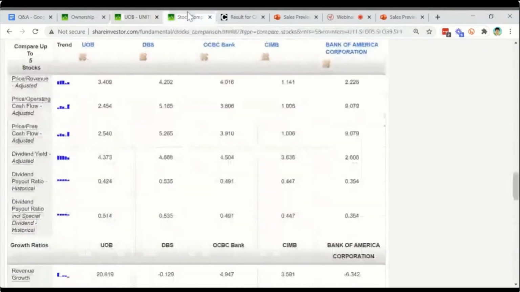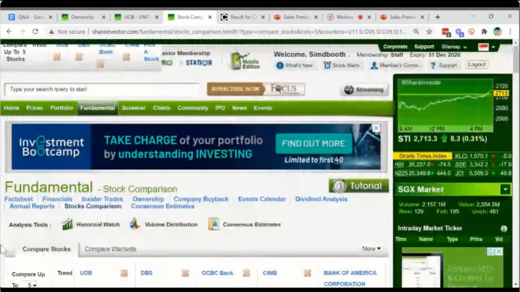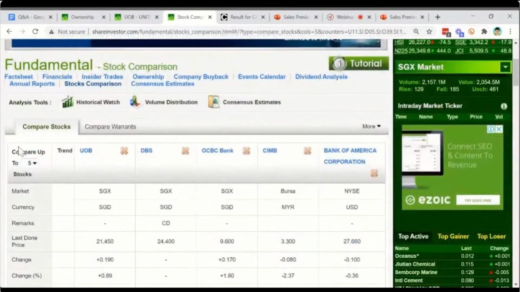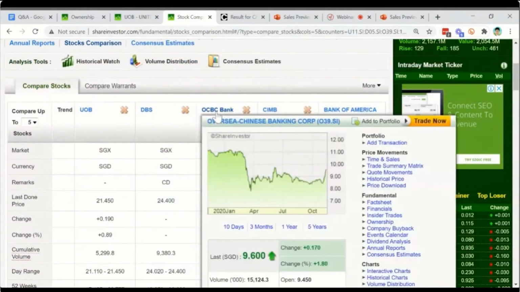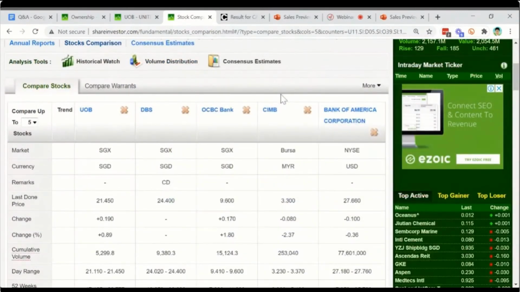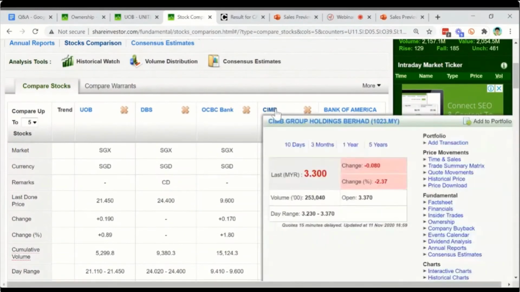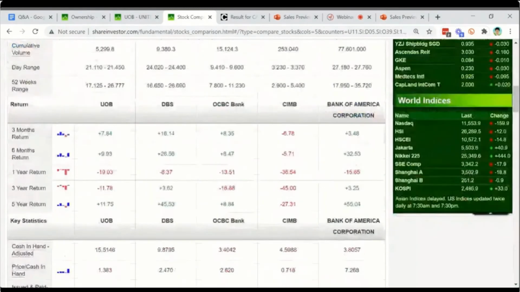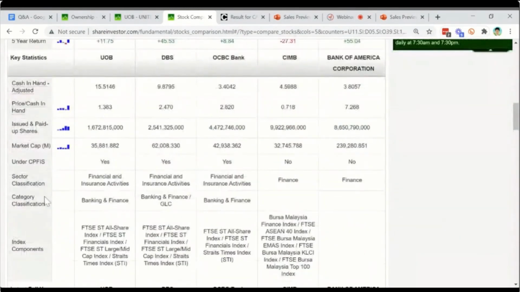And then the last feature that I want to share, this is something unique. You can actually compare stocks using this stocks comparison tool that we have in WebPro. From here itself, I can compare UOB with DBS, OCBC, and even banks from other key markets like CIMB from Malaysia and Bank of America from the US. Because we have quite a lot of key metrics here, I just want to go through three main metrics that are relevant for banks.